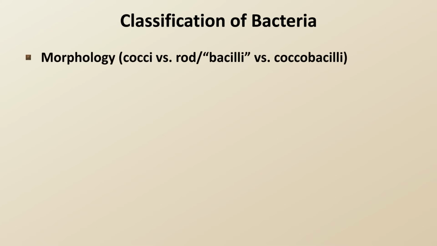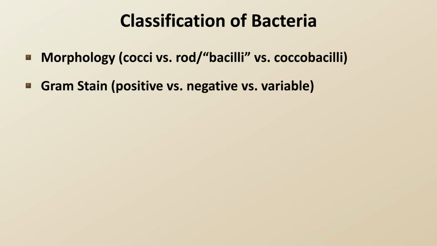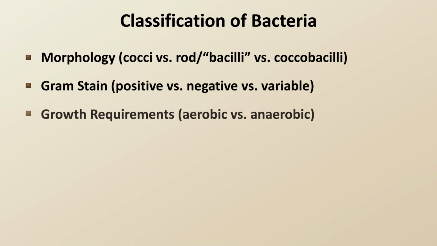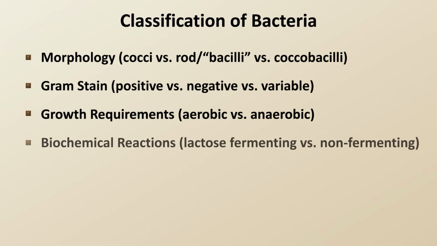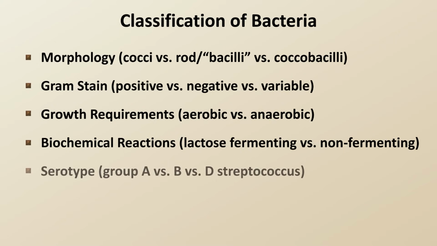When bacteria are classified, there are many different considerations. First, morphology. Are the bacteria cocci or rods, or halfway in between, so-called coccobacilli? Second, does the gram stain show them to be gram positive, gram negative, gram variable, or just not staining? Next, what are their growth requirements? For example, do they need oxygen? What types of biochemical reactions are they able to undergo? Some bacteria, specifically Streptococcus, are classified according to serotype.